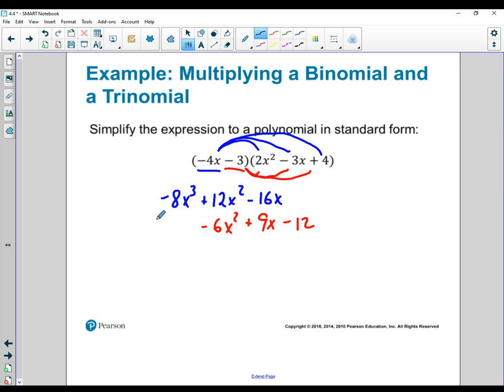And now that I did that, I lined it up super nice, instead of having one long thing where I have to find the like terms and combine them. Now they're all lined up very nicely for me, and I can just write negative 8x cubed. Negative 12x squared minus 6x squared is going to be minus 18x squared. Negative 16x plus 9x is going to be minus 7x, and then that minus 12 by itself.